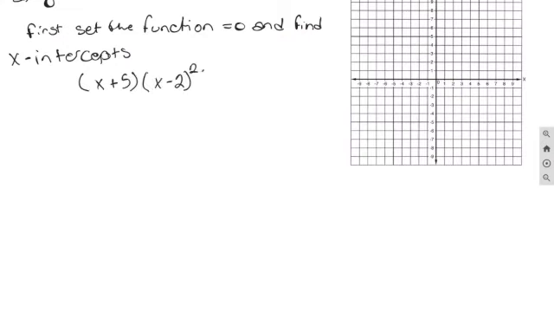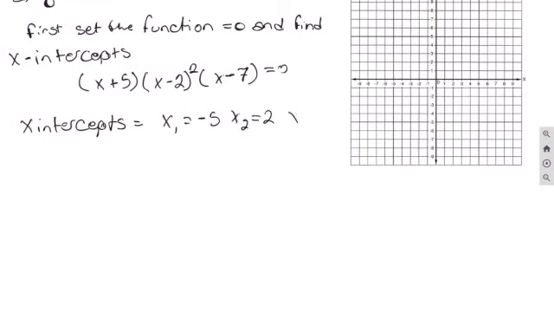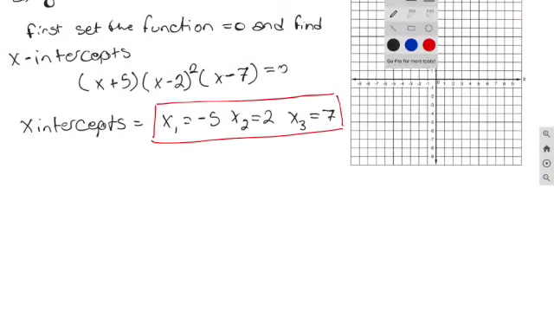What that means is we're going to make x + 5 equal to 0, so x1 will be negative 5. Then (x - 2)² equals 0, which means that the second root will equal 2. And the third root, we're going to make x - 7 equal to 0, which means that x3 will equal 7. Now we have all the roots for the graph.